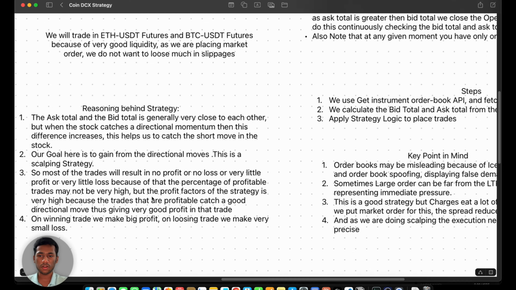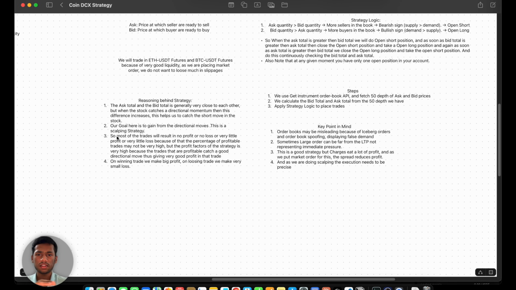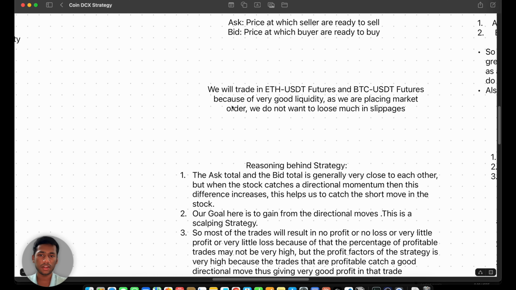Generally, ask and bid quantities are very equal and very near to each other, but when there are sudden spikes or sudden moves, we can easily see these moves because of the passive limit orders in the order book, and based on that we will trade. This is just a brief description, and we will only be trading this in Ethereum or Bitcoin, because we are placing market orders and we do not want to lose much on slippage, and Bitcoin and Ethereum futures have very good liquidity.